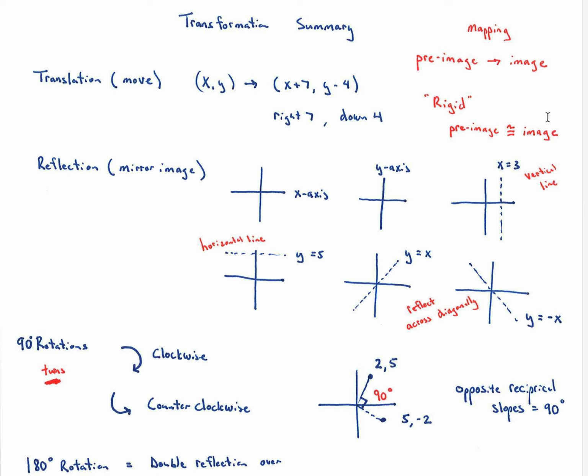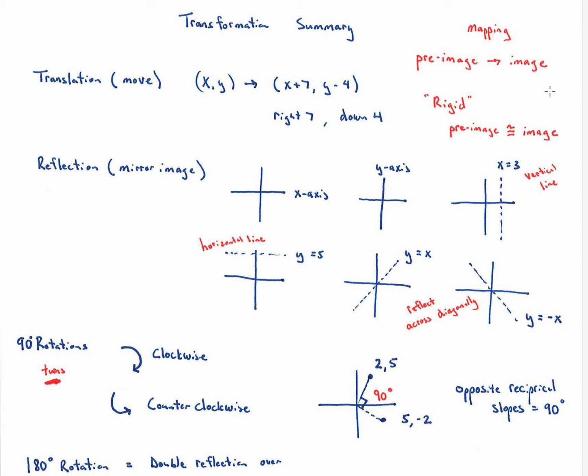I guess we could also go over some of these words you might see. They talk about a pre-image and then to an image. So this would be like the original rectangle, and then the image would be after you did the translation. Sometimes they talk about mapping the pre-image to the image. All of these, translation, reflection, and rotation, are all rigid. And what that means is that the pre-image, the first one, is congruent to the image.